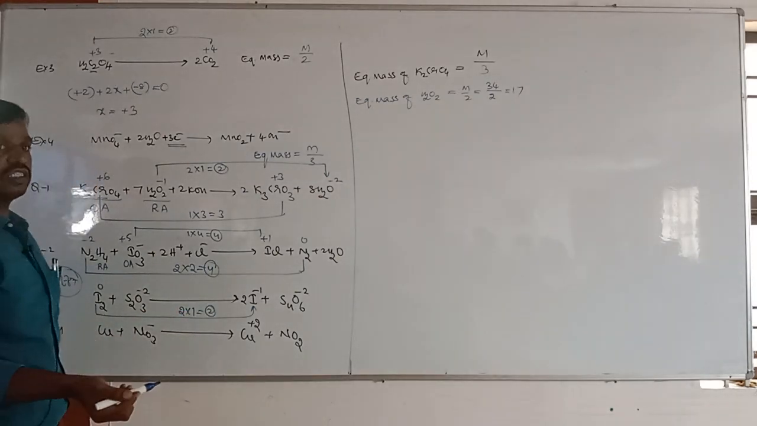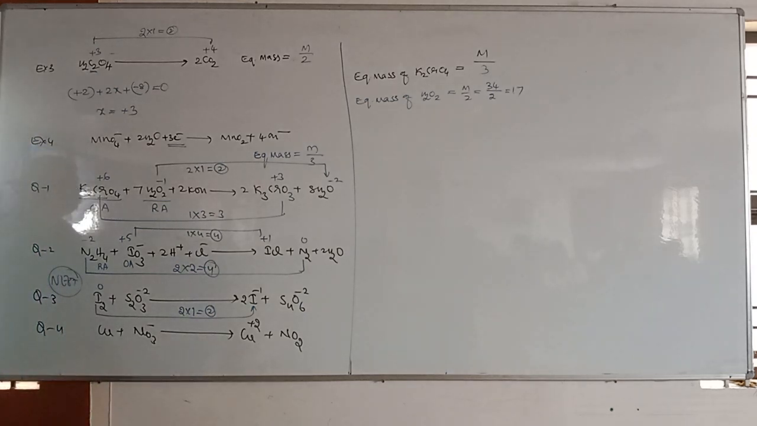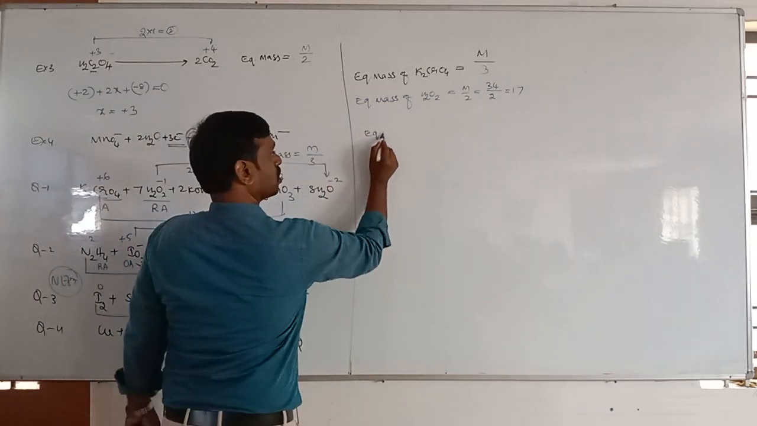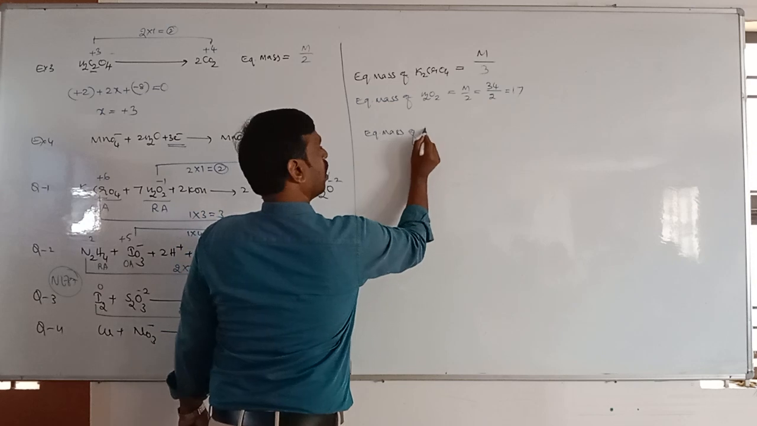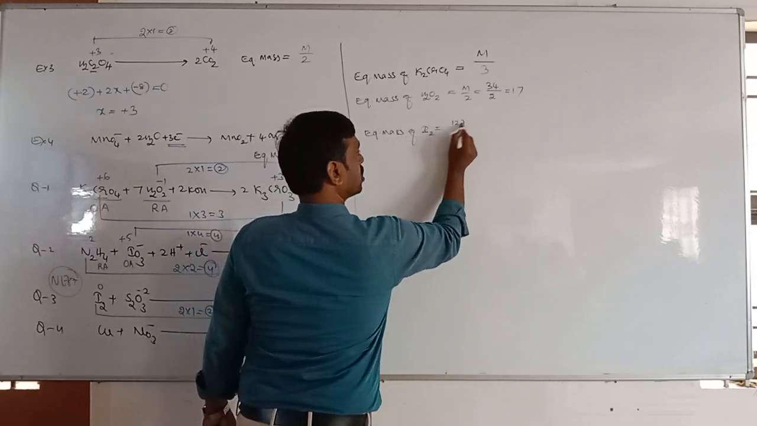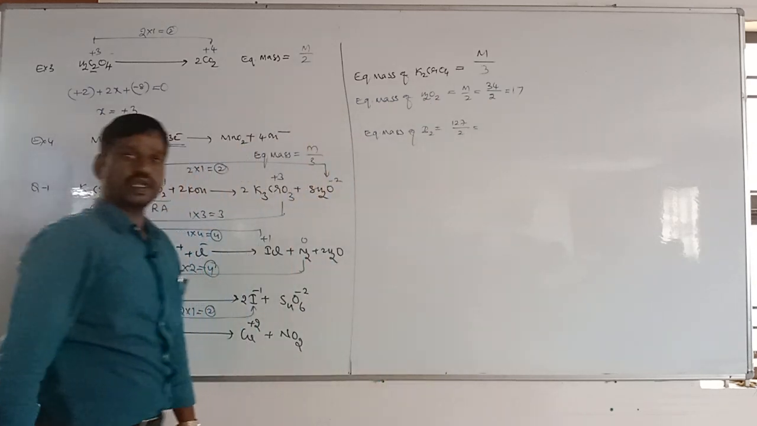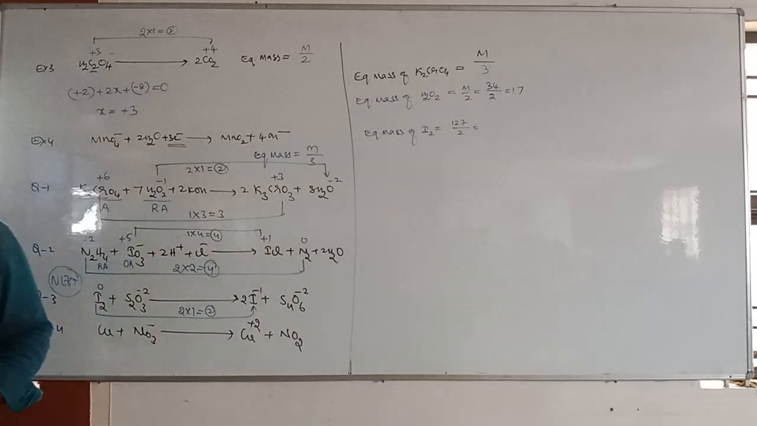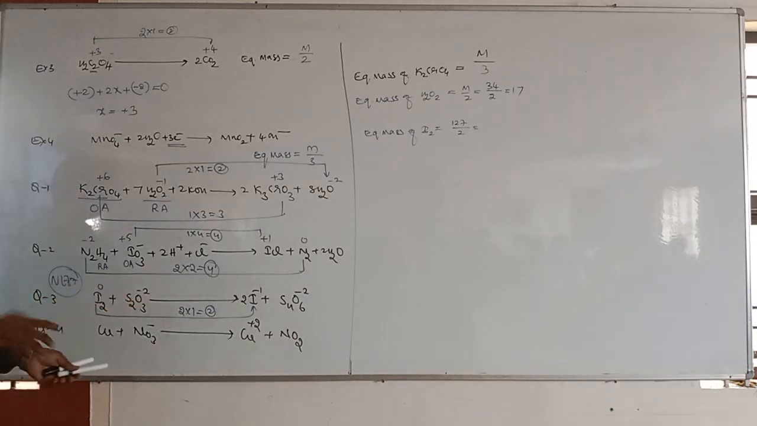So iodine molecular mass is 127, I2 is 127, 127 by 2. Yes or no? Therefore the equivalent mass of iodine is 127 by 2 approximately. You can get it. And moreover, what is the n factor for all halogens? It is 2. In the reaction you need not think of that. For halogens it is always 2, molecular mass by 2.